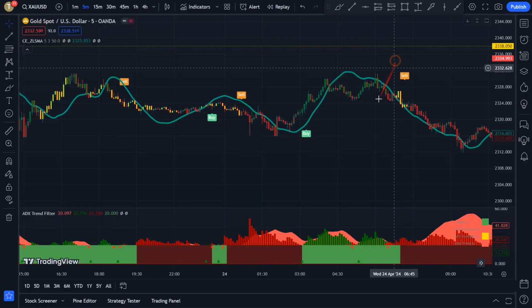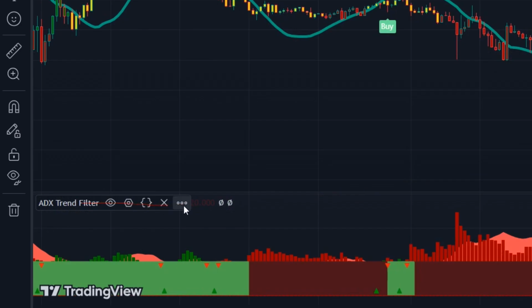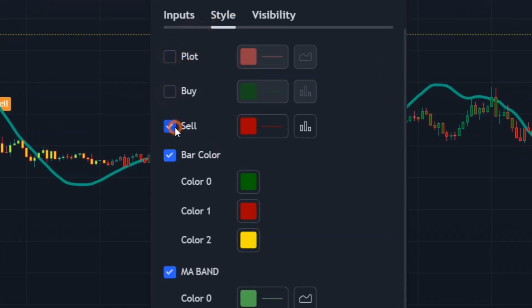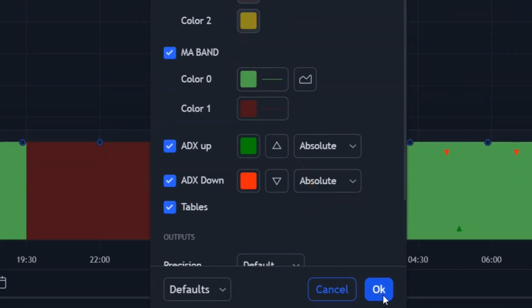First, we need to change the settings of this indicator. For this, go to its settings and in the Style tab, uncheck Plot, Buy, Sell, and Bar Color options while keeping the rest as they are.